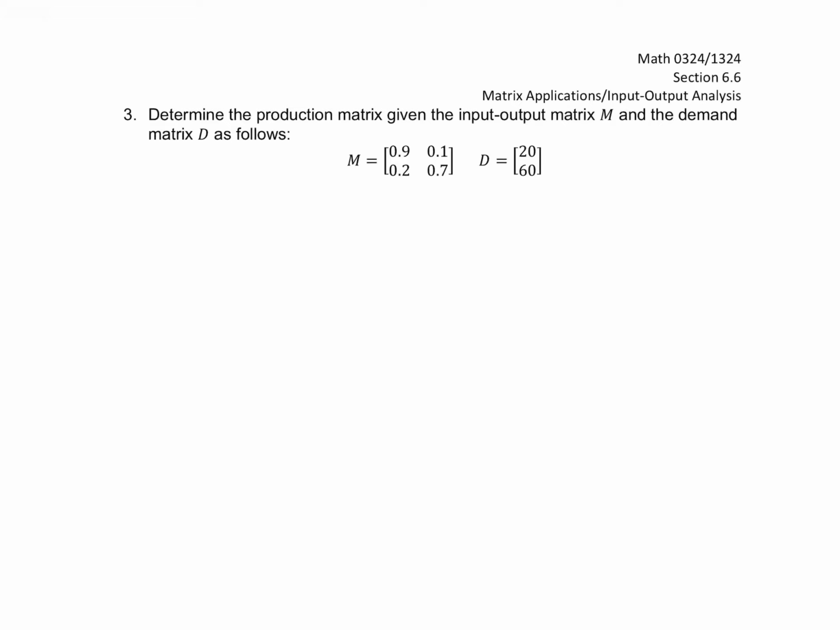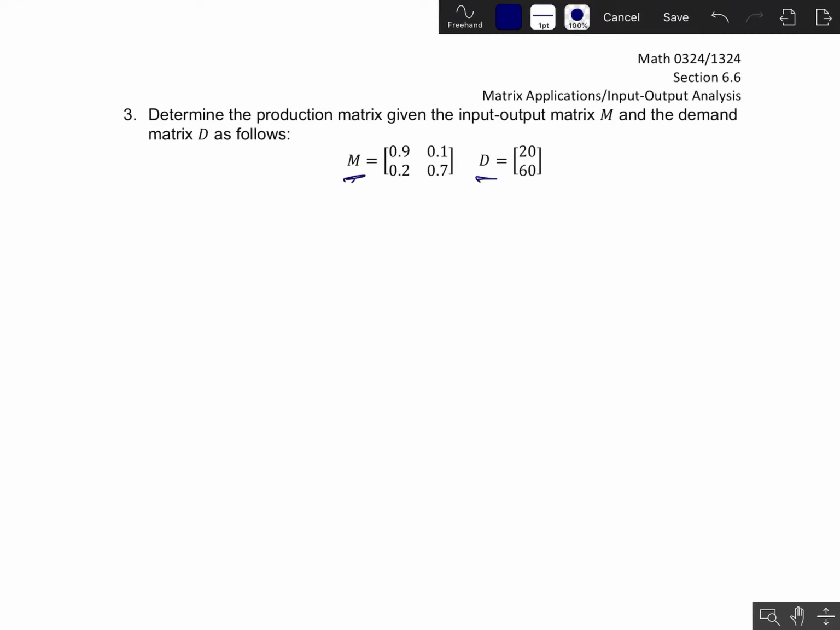In this example, I'm not going to go through sort of a word problem. Instead, I'm just going to give you a specific matrix M and D, and we're trying to find the production matrix. So it says determine the production matrix given this input-output matrix and this demand matrix. So remember what we saw above is that I minus M inverse times D is equal to X. So we just need to compute I minus M inverse times D.